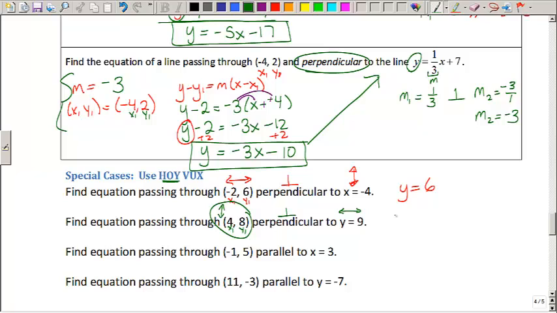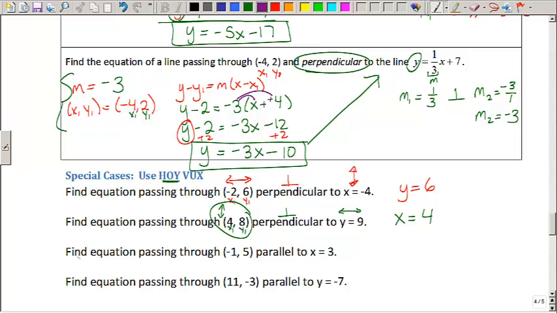How do we write vertical lines? Vertical lines are written x equals some number. That's what the VUX says. So x equals some number. Which number am I going to choose out of my points 4 and 8? Well, I will choose the x value, or 4.